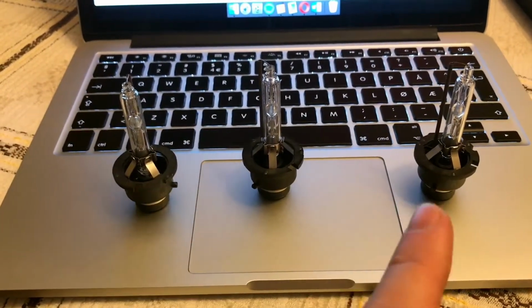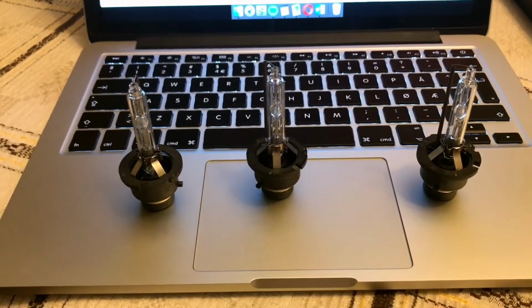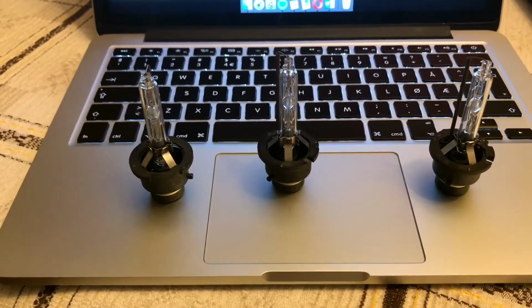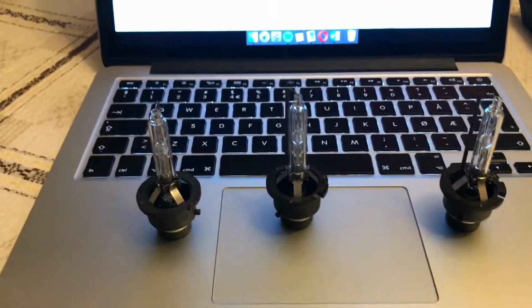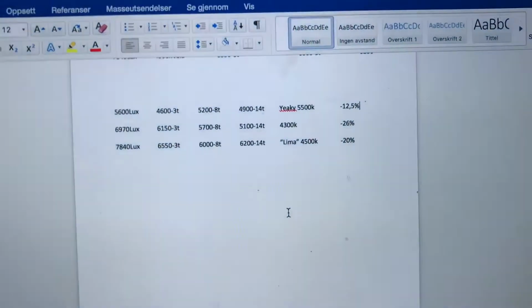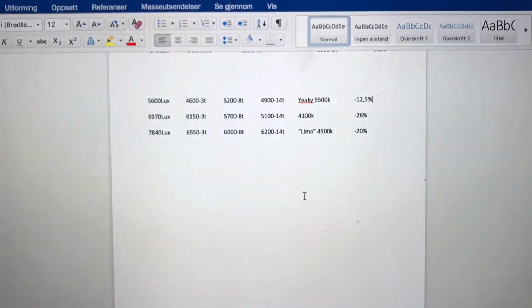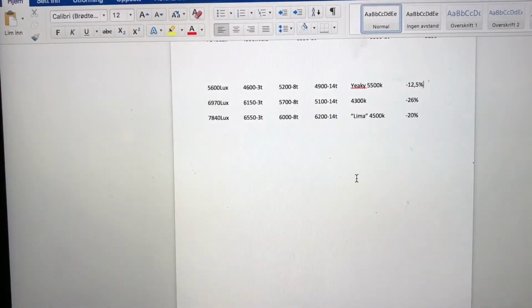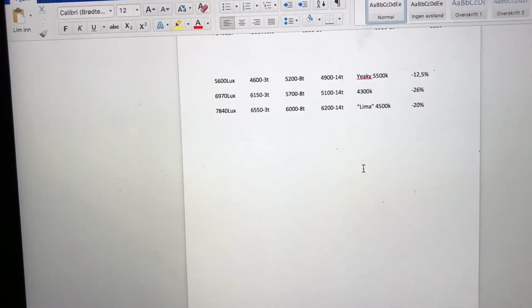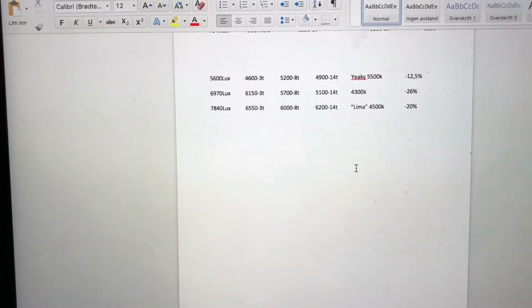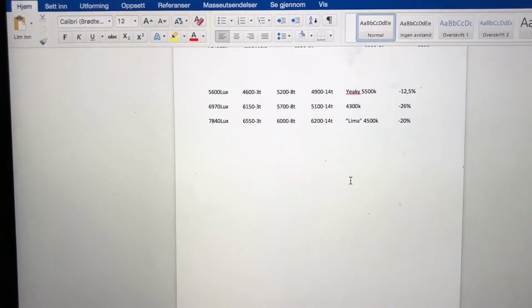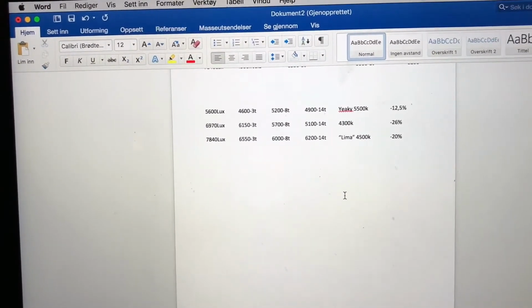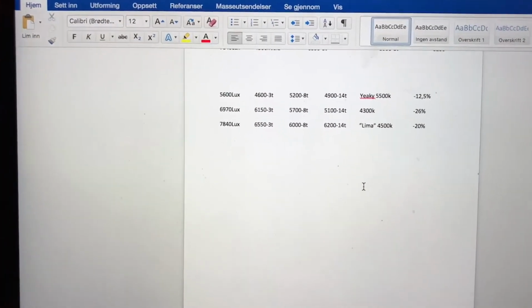The Yiki and the Lima Star are supposedly E-marked, and this one doesn't have any certifications like that. But taking a look at the readings here, we will start with the Yiki one. For the first and second test, I didn't use the same ballast, so those numbers are maybe a little bit off from the rest of the tests.